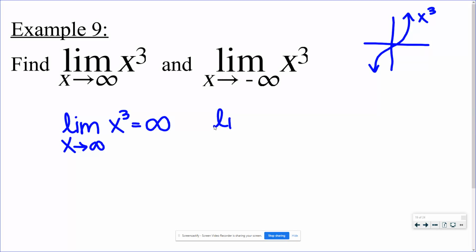What about if I plug in negative infinity? Does that change my limit? Well, if I take a really big negative number and raise it to the third power, I'm actually going to get a really big negative number as my answer. So x cubed has a limit of positive infinity on the right, but negative infinity on the left.